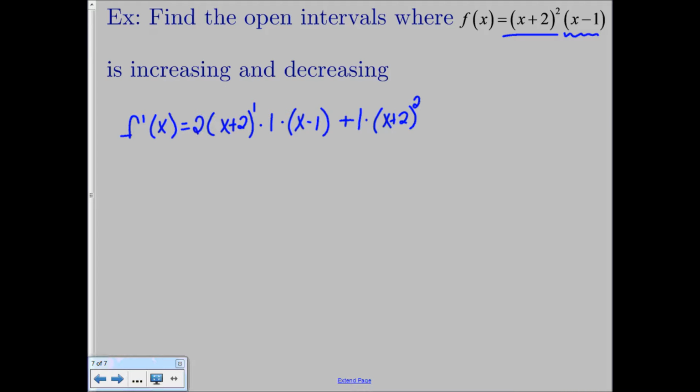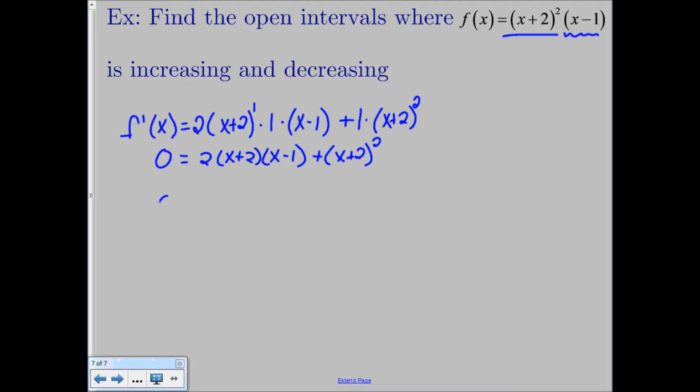Okay, so now let's just clean it up. So this is going to be 2(x + 2)(x − 1) + (x + 2)². Now, since it's a polynomial again, we don't have to worry about it being undefined. So now we can set this equal to 0 and solve for our critical values.